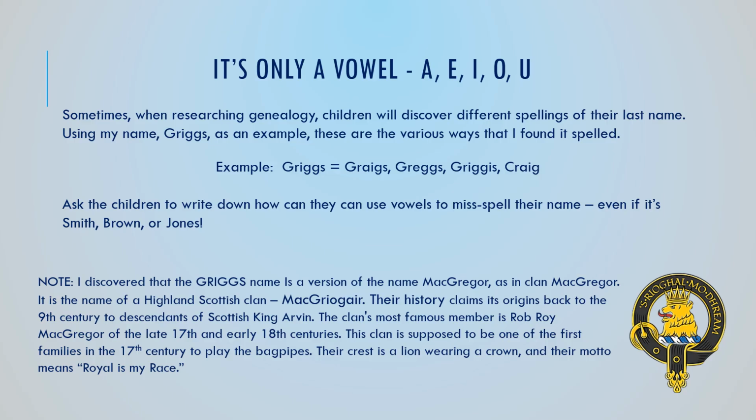On a side note, I discovered that the Griggs name is a version of the name MacGregor, as in Clan MacGregor. It is the name of a Highland Scottish clan, MacGregor. Their history claims its origins back to the 9th century to descendants of Scottish King Arvan. The clan's most famous member is Rob Roy MacGregor of the late 17th and early 18th centuries. This clan is supposed to be one of the first families in the 17th century to play the bagpipes. Their crest is a lion wearing a crown, and their motto means, "Royal is my race."